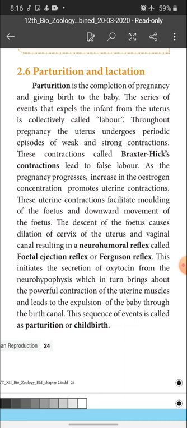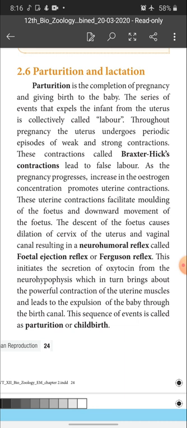See, throughout the pregnancy, there is a series of contractions and a series of reactions or events that take place in the uterus to expel the fetus out from the uterus, which is called labor. But before that, throughout the pregnancy, the uterus shows some periodic weak and strong contractions, and these weak and strong contractions are called Braxton-Hicks contractions. It leads to false labor only.